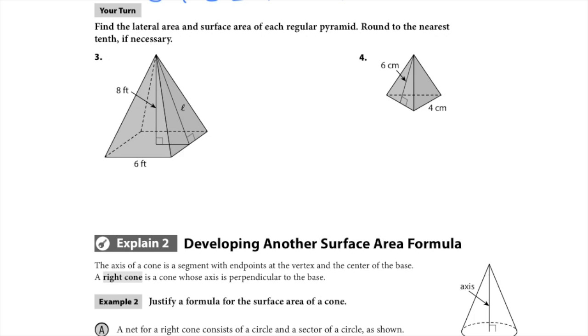Take a pause here and just make sure that you are organizing your work. It's really important to make sure that you are labeling everything: lateral area, surface area, all the pieces. It's going to be super important, okay?